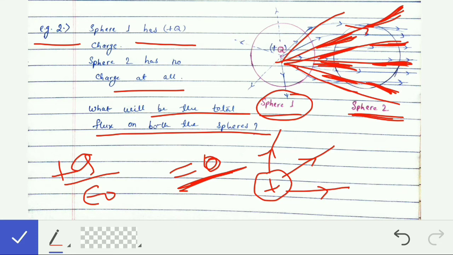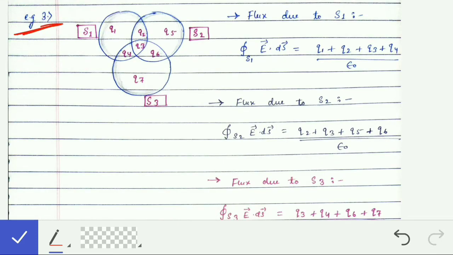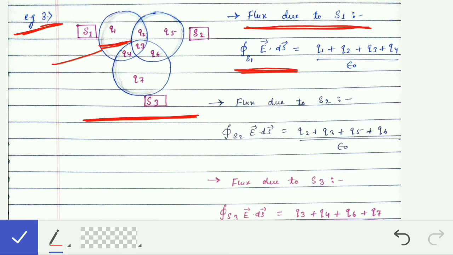Hope you are understanding. So here is our third example. There are three spheres in a setup something like this, and all the parts have certain definite charges as marked in the diagram. So the flux due to the first sphere S1 equals the total charge in this sphere, which is Q1 plus Q2 plus Q3 plus Q4, upon epsilon naught.